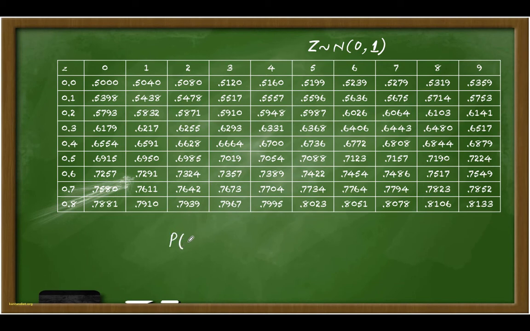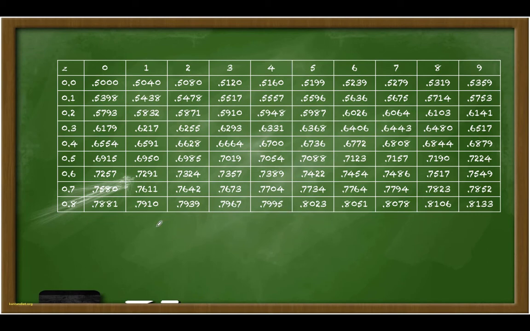Suppose you want to find the probability that z is less than or equal to 0.54. You can find it by taking 0.5 on the left side, and this 4 is the hundredth value, so 0.5 and 0.04 make 0.54. The probability that z is less than or equal to 0.54 is the intersection of this row and column, that is 0.7054. Let's have another example.